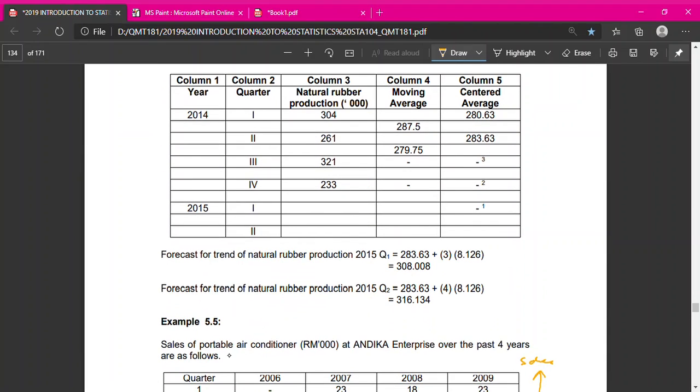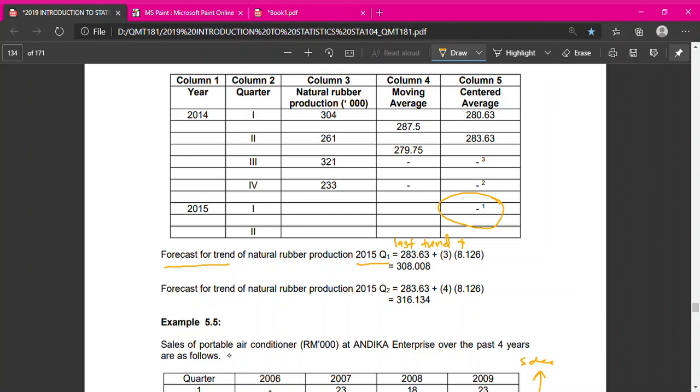Alright, so kat sini tadi. Okay, kita nak cari di sini. Value trend untuk first quarter 2015. So, okay, so nak cari ni. Forecast the trend untuk first quarter 2015. The value, the step is last trend. This is the last trend.